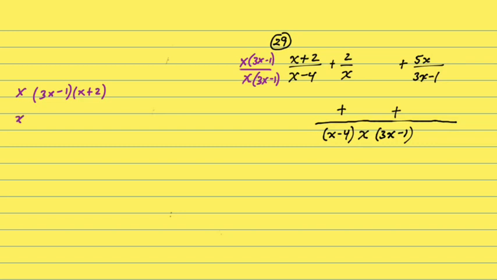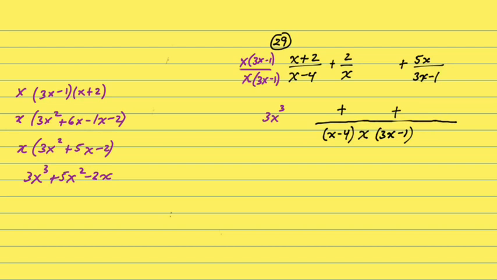What does that give me? X times, this would be 3x squared plus 6x minus 1x minus 2. So that's 3x squared plus 5x minus 2, which becomes 3x cubed plus 5x squared minus 2x. 3x cubed plus 5x squared minus 2x. Any questions on the first term with the proper denominator?